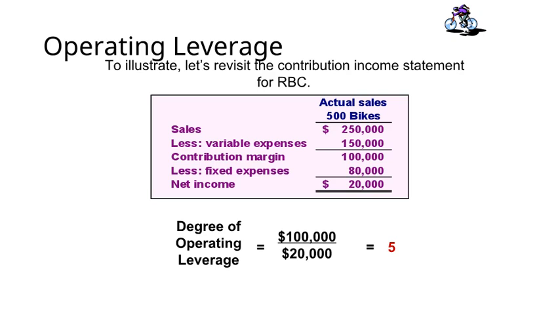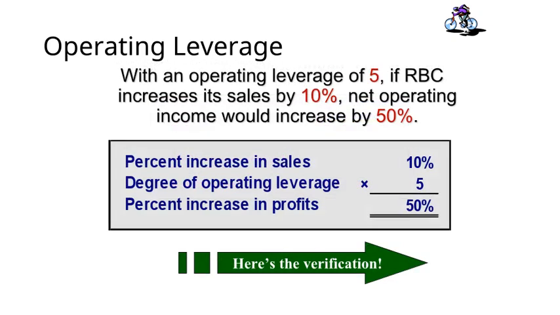Now that we calculated the degree of operating leverage for RBC, let's see exactly what this means to management. If Racing is able to increase sales by 10%, net income will increase by 50%. We multiply the percentage increase in sales by the degree of operating leverage.